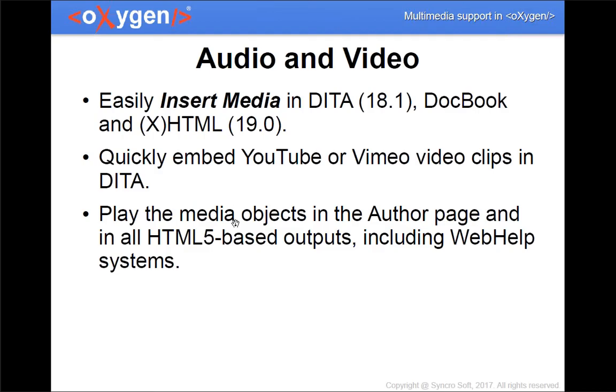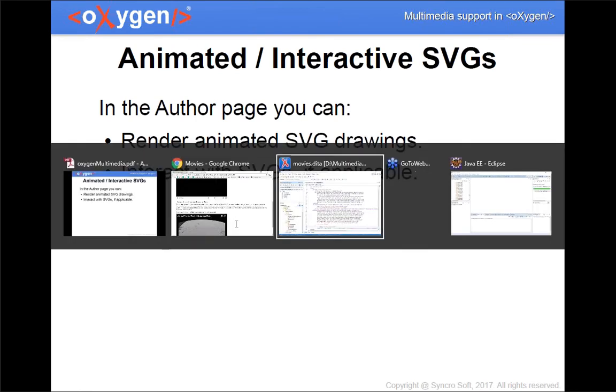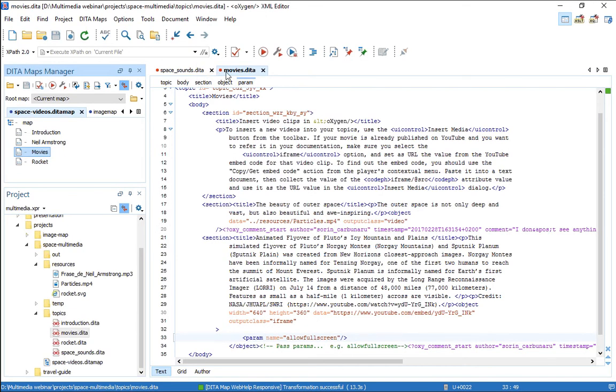Okay, let's go back to the presentation. The second major point in today's presentation is about animations, SVG animations, and interactive SVG drawings. In the other page of oXygen, you can render animated SVGs, and if the SVG drawings have interaction, then you can actually interact with the drawing. And again, let's move to oXygen because I have a sample here that we can use.